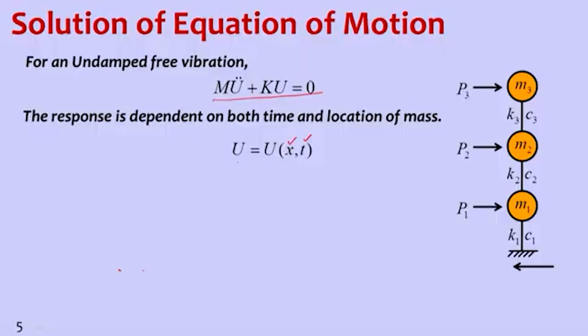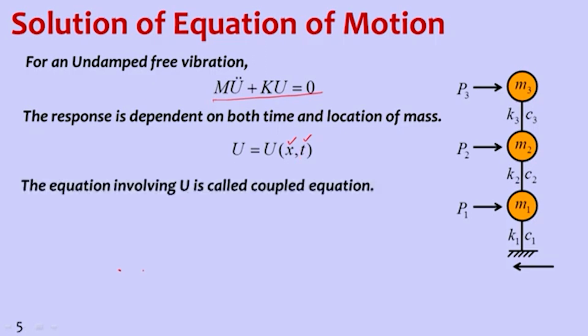So now if we look at the displacement function, u is a function of space, that is location, and it is also a function of time. So the equation of motion is called a coupled equation. Why is it coupled? Because in one equation we have u1 terms, u2 terms and also u3 terms. That's why there is a coupling, so we need to decouple it.